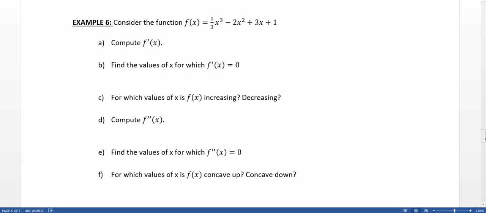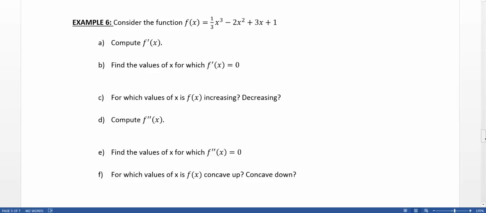Example 6. Consider the function f of x equals 1/3 x cubed minus 2x squared plus 3x plus 1. There's a lot of things we want to do with this function, and what's really important here is that we need to remember, even though we have these formulas to compute derivatives, we are still able to discuss all the same properties of approximation in terms of the relationship between the original function and the first derivative, things like increasing, decreasing. All of those relationships still exist, even though we now have a better way of computing the derivative.